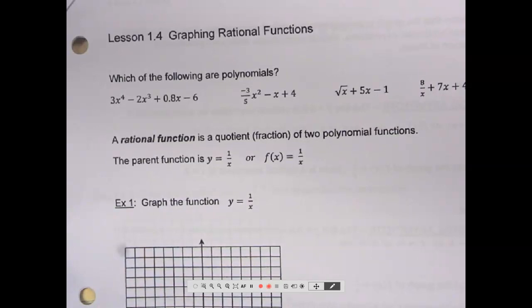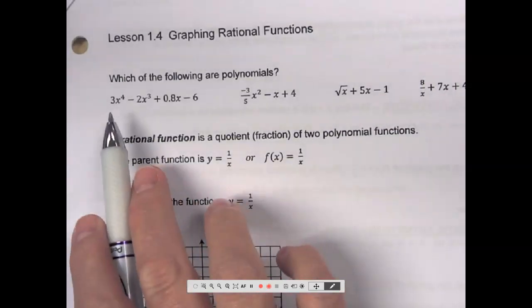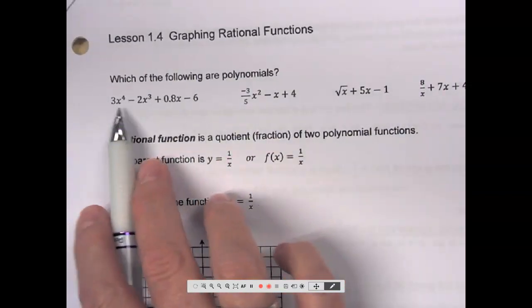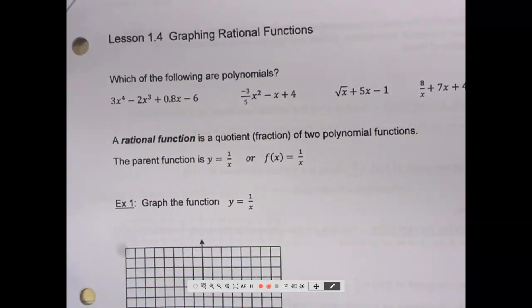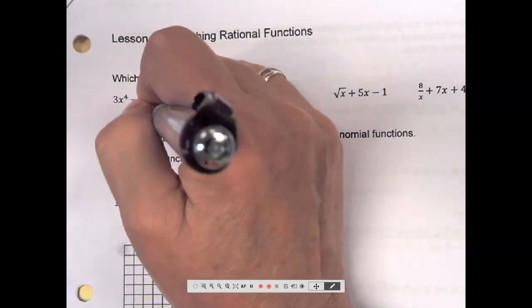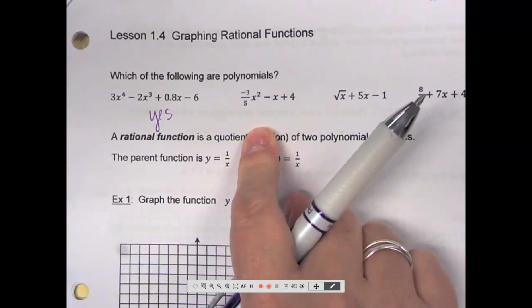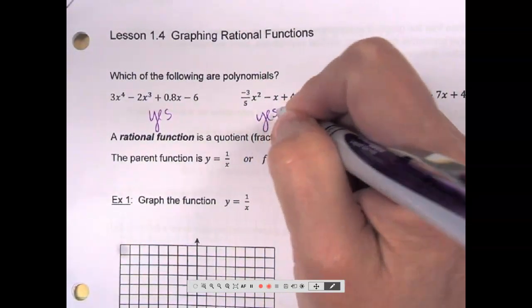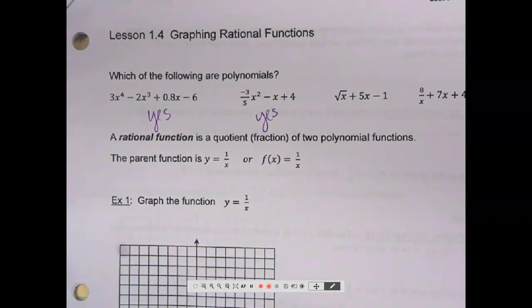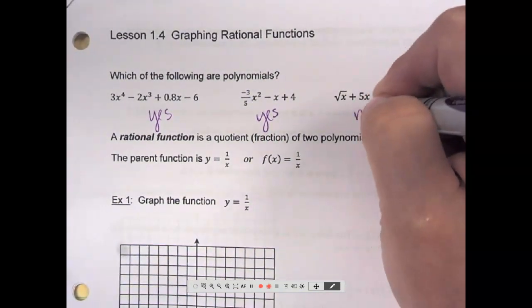Okay, this has nothing to do with fractions here. Which of these could we classify as a polynomial? We'll just call them A, B, C, and D. A? Do we agree with A? I agree with A. B? Yes. C? No. Why?